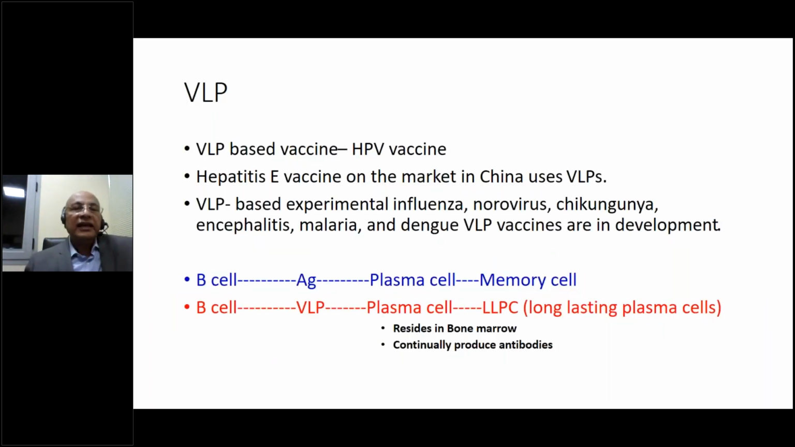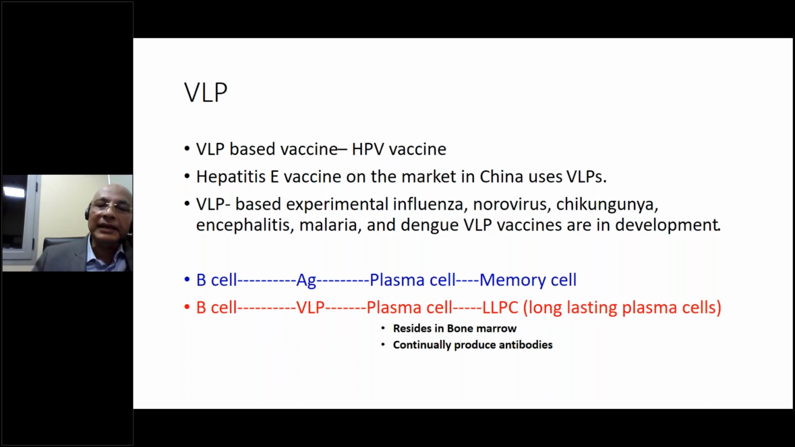This is the thing. Virus particle induces a special type of cell which we did not know before, long-lasting plasma cells. We know that in the antibody immune response, these cells are stimulated when antigen comes, they are converted into plasma cells. Plasma cells make antibody, then they are converted into memory cells. It is like this. But viral particle, that's a unique thing. They convert plasma cells into long-lasting plasma cells.